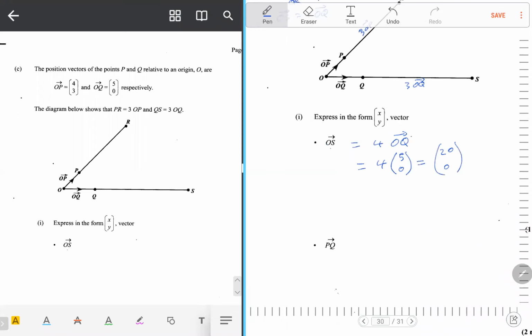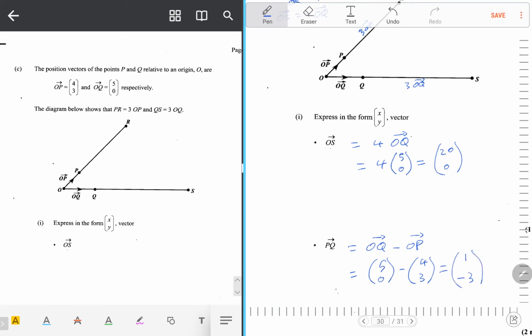Now I want PQ. Since we know the position vector of P and the position vector of Q, we can find PQ by doing O times the last minus O times the first. So PQ is OQ minus OP. This is the last, this is the first. That's the formula. The OQ is 5, 0 minus the OP is 4, 3. And so that works out to be 1, -3.